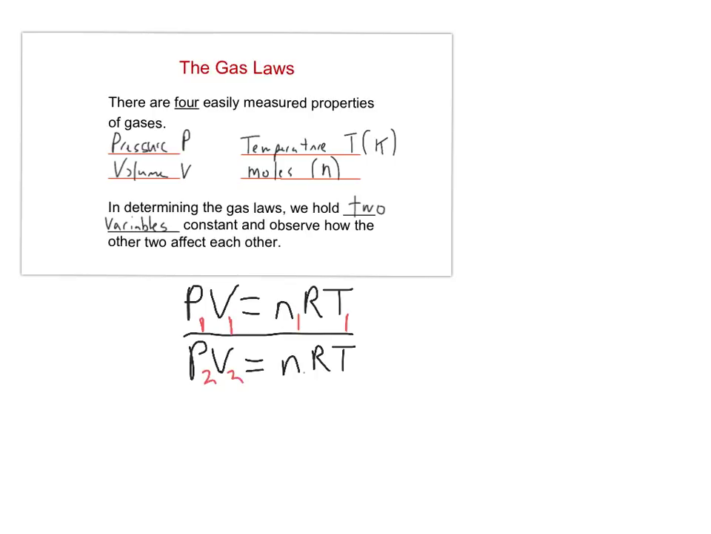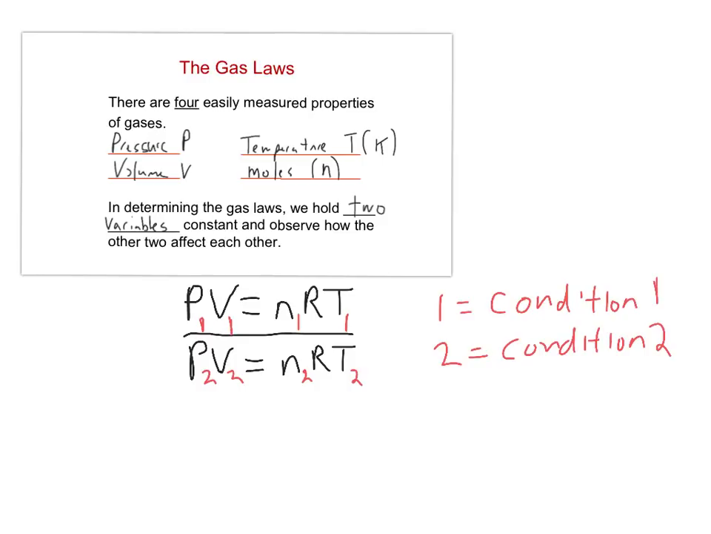What these numbers, these subscripts, mean: 1 represents condition 1, and 2 represents condition 2. What that means is that you can look at changes. So if you start at one pressure and move to another pressure, or one volume and move to another one, those are represented by those 1 and 2 subscripts.